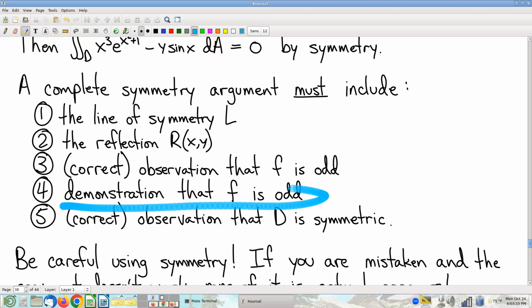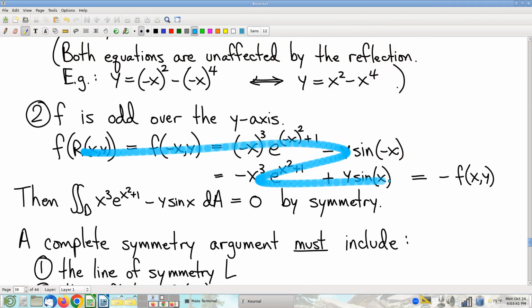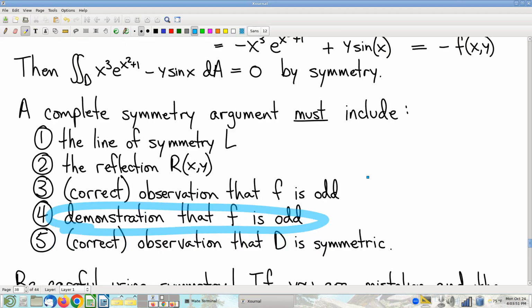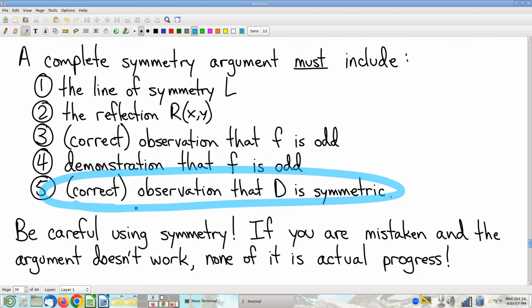Here's the other thing. You got to demonstrate that the integrand is odd. It's usually not obvious. Look at how much algebra I had to do up here. This is non-trivial, right? To actually see that the integrand is indeed odd. So you can't just kind of wave your hands at that. I need to see the algebra demonstrating the oddness. You also need the domain to be symmetric, and so you're going to have to make note of that.